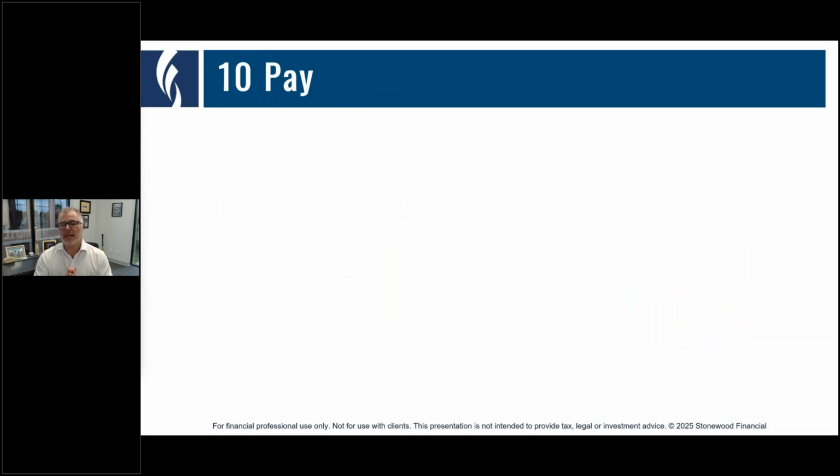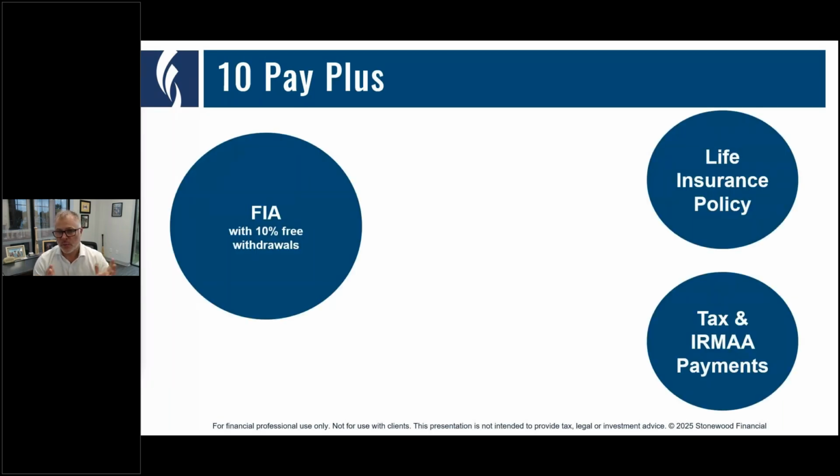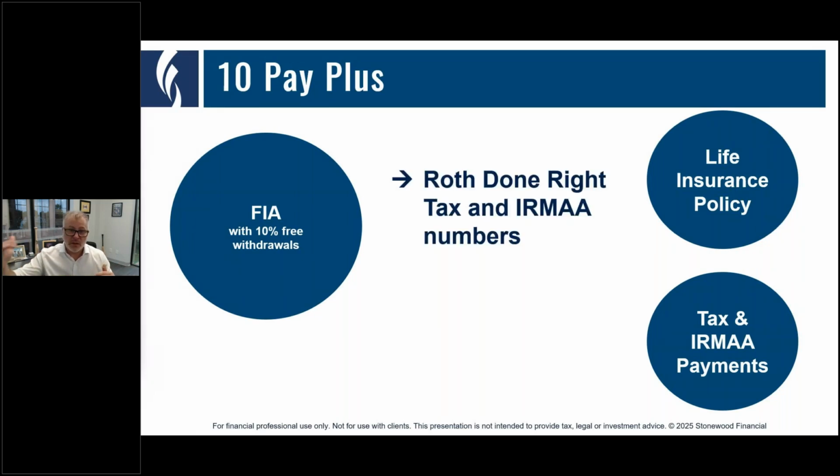Let's spend a few more minutes on the 10-pay because this is probably new for a lot of you. Even the people that I've talked to that are already doing the 10% free annuities to fund the life, I haven't heard someone talk about expanding the payment period because of the interest. And this is what allows you to buy some more death benefits. So I really like this 10-pay plus concept. You've got the FIA, you buy that with the amount. We're pulling out our 10% free withdrawals. And then again, we're going to use the Roth Done Right software to tell us how much of that needs to go to the life insurance versus how much of it goes to tax and IRMAA.